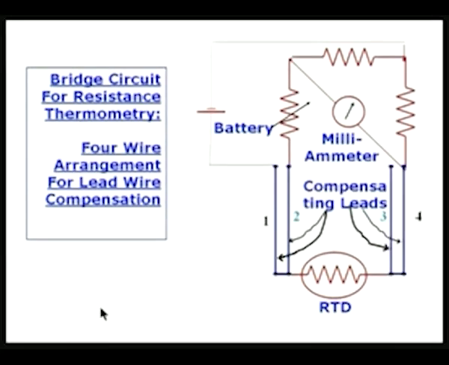The second arrangement, which is even better than the first arrangement, is where we have a 4-wire arrangement for lead wire compensation, and there are 4 lead wires I have shown here, 1, 2, 3 and 4. These are the compensating leads, 4 leads are there, the RTD is connected, and the rest of the connections are the same: the battery and the variable resistance in this arm, the 2 other resistances and so on are exactly the same. Now, let me explain briefly the reason for 4 leads, and let us discuss it on the board.